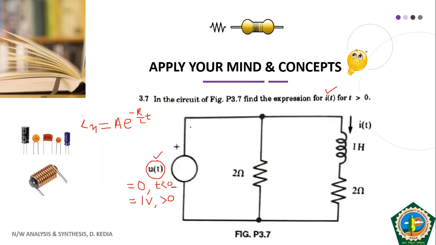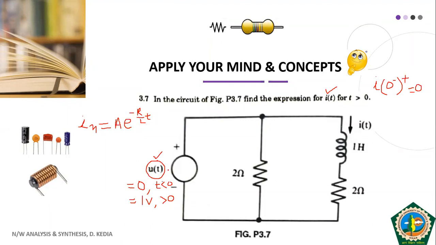So the first thing that we need to do is determine the initial condition, and we also need to determine the value of tau, that is equal to L by R. As we have seen regarding initial condition, for t less than 0 there is no source present. So obviously I(0 minus), that is, there was 0 current in the circuit before the unit step function was applied. So I(0 minus) and I(0 plus) are both equal to 0. This is our initial condition.